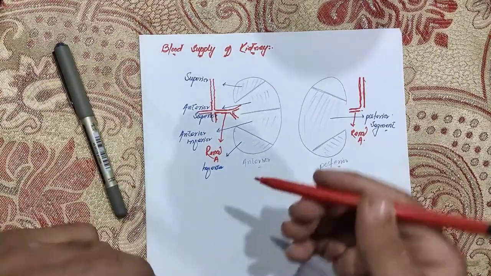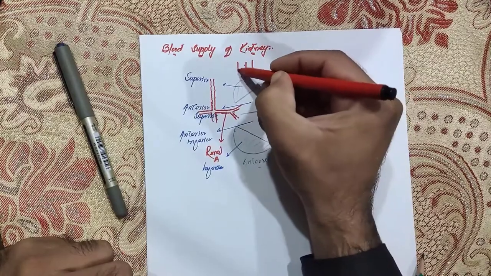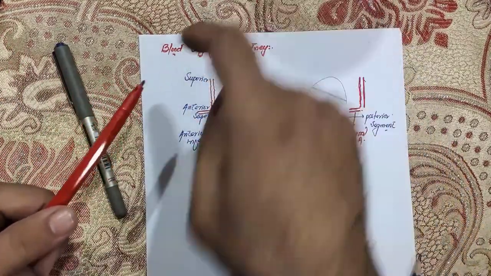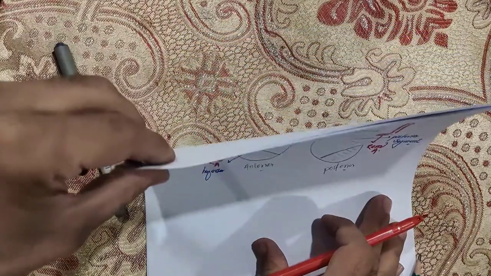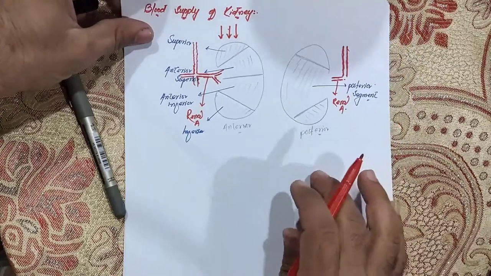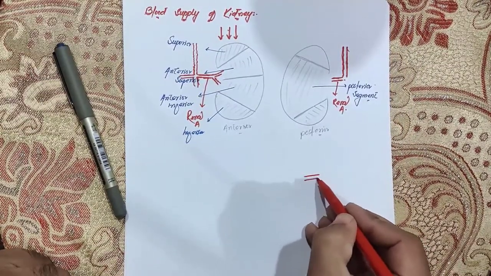For example, you are looking from here, right? This you are looking from anterior side, but there you will look from superior side, so you will look like this, right? Superior. So what will happen? Look carefully. Here I will draw that diagram. This is the renal artery, right?